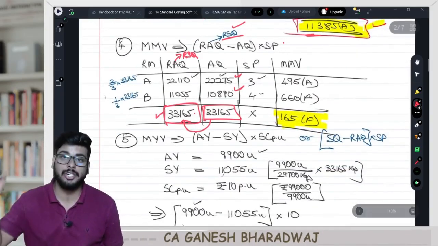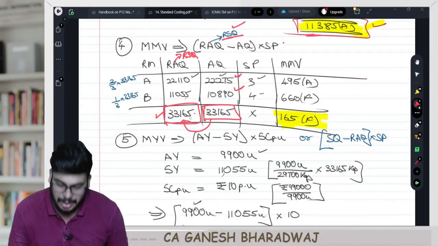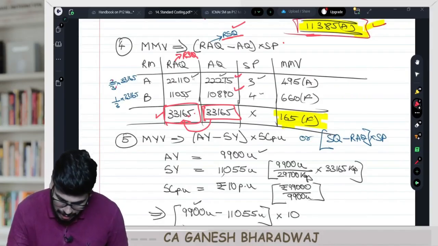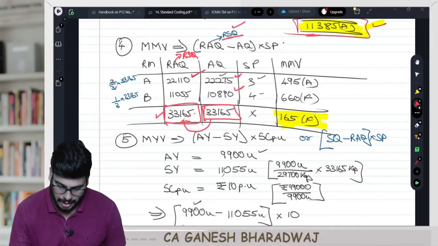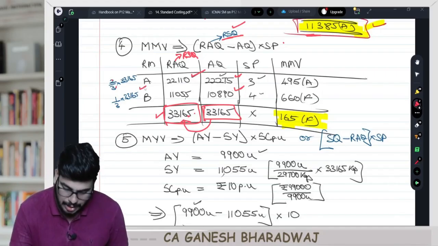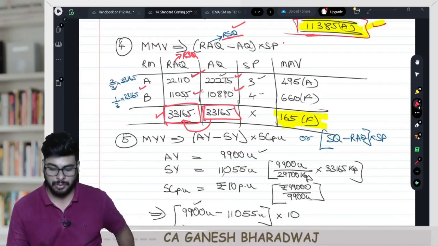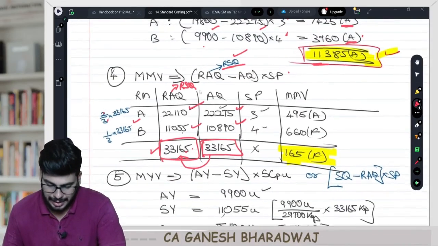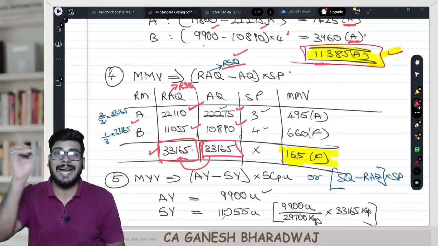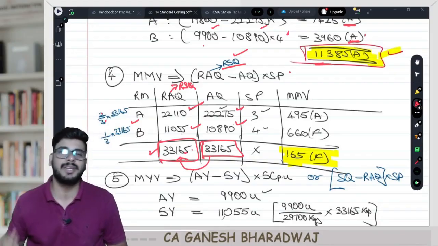So now if I do it that way, how much is it? 33,165 into 2 by 3 will give you 22,110. 33,165 into 1 by 3, how much is this? That is going to be 11,055. Are you clear with this? Basically, this RSQ is nothing but the actual quantity at the standard mix. Are you clear with this?